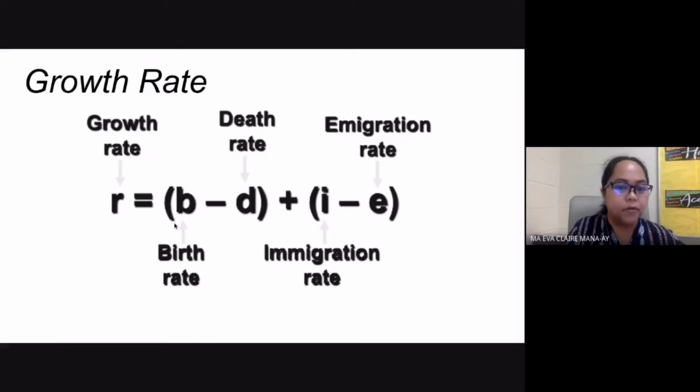Birth rate minus death rate, plus the quantity immigration, those who came to the country, minus emigration, the people who have left the country or the state. So this now is the formula for growth rate. Any questions before I give you the second key factor? Okay, so that's for your population size.